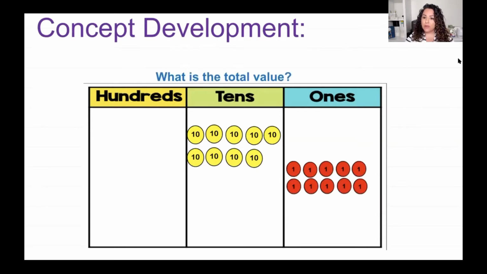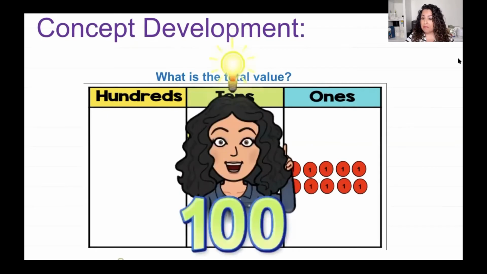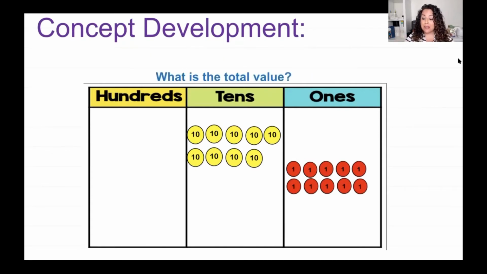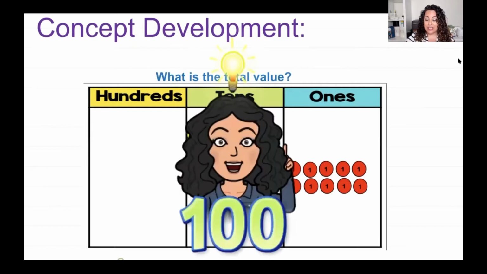What is the total value of place value discs that I have? It's 100, because when I count them, 10, 20, 30, 40, 50, 60, 70, 80, 90, 91, 92, 93, 94, 95, 96, 97, 98, 99, 100. It is still 100. The value of this did not change.